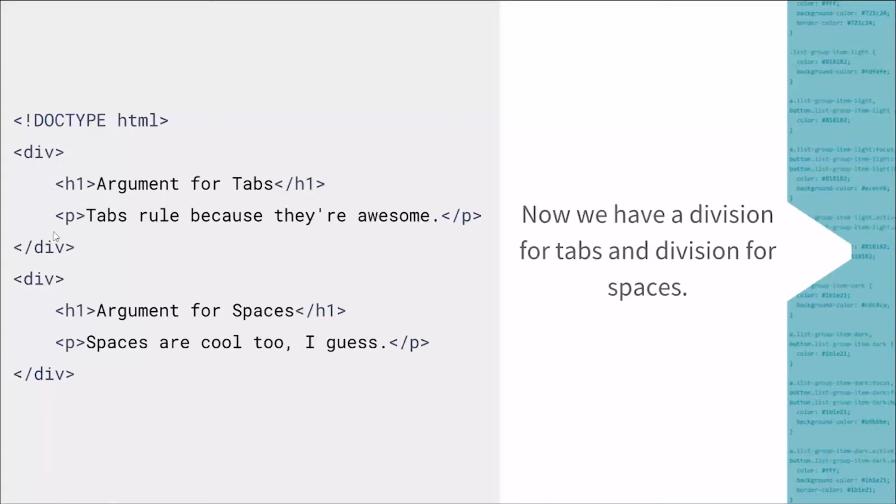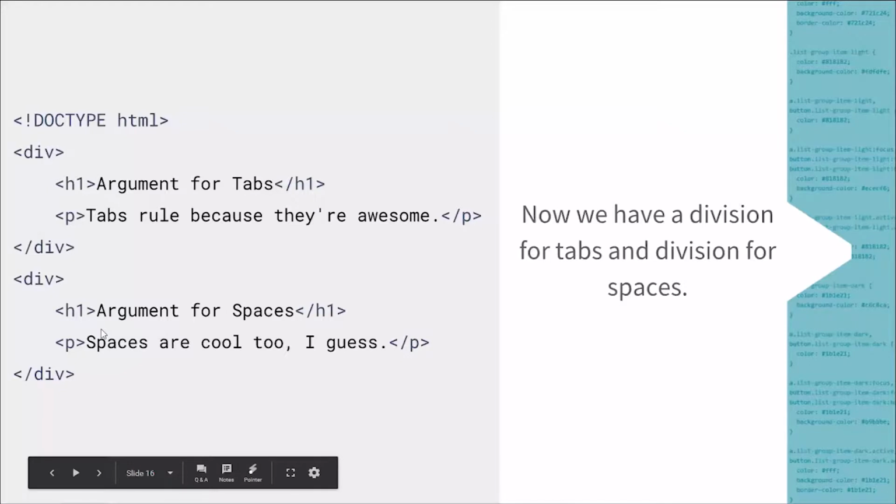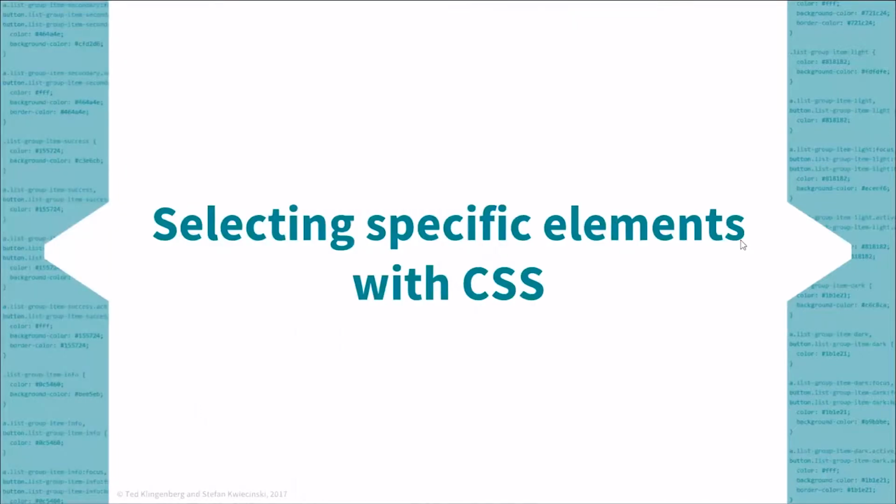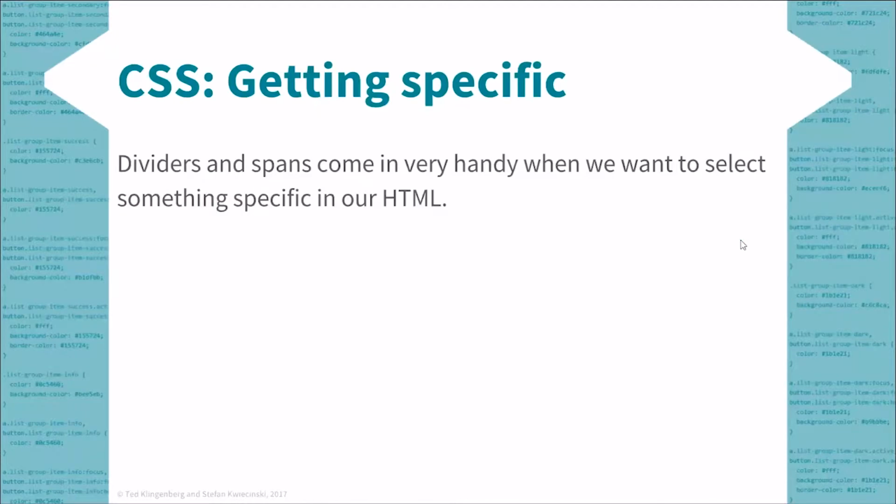But here's an example with our divider elements. We can clearly see that this H1 and P, this header 1 and this paragraph element, is contained within this divider, and this argument for spaces is contained within another divider. And this doesn't really do much by itself, but once we start using CSS for these blocks, it will become a lot more useful. So let's talk about how to select specific elements with CSS.